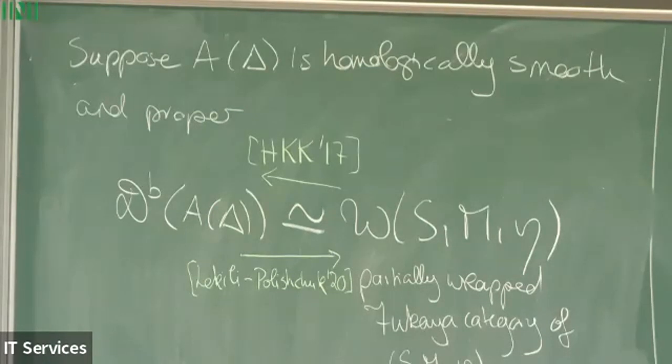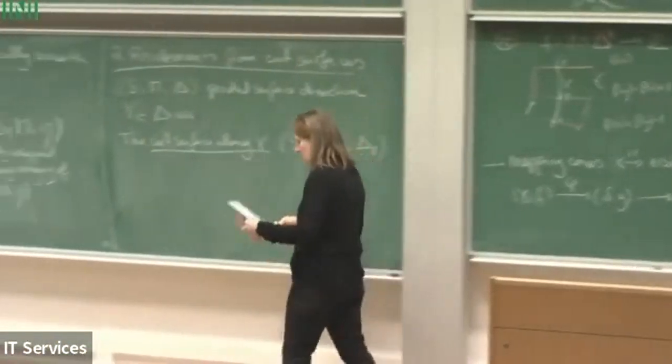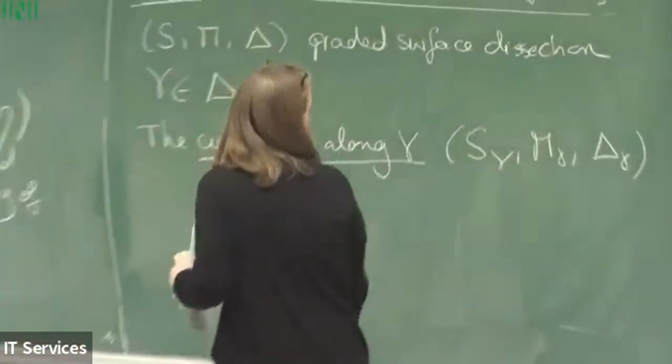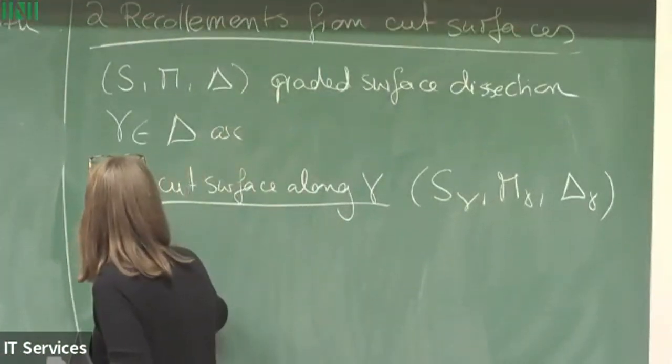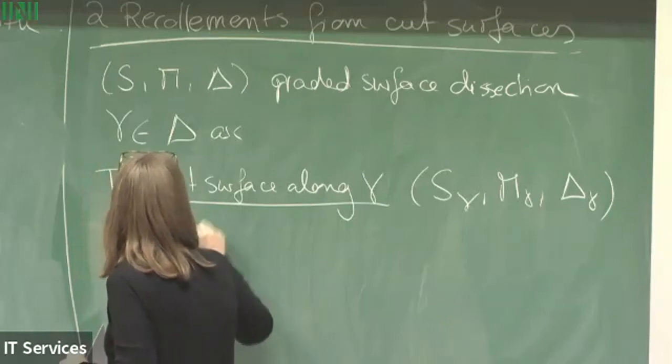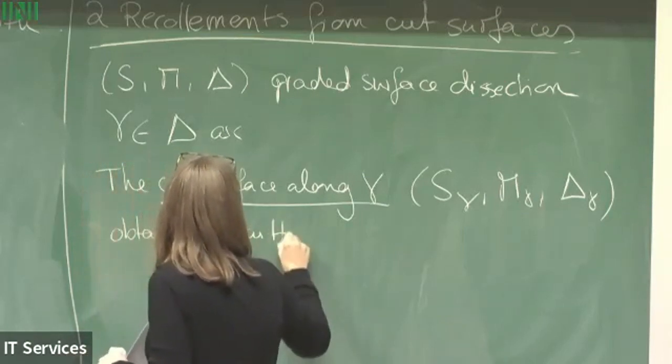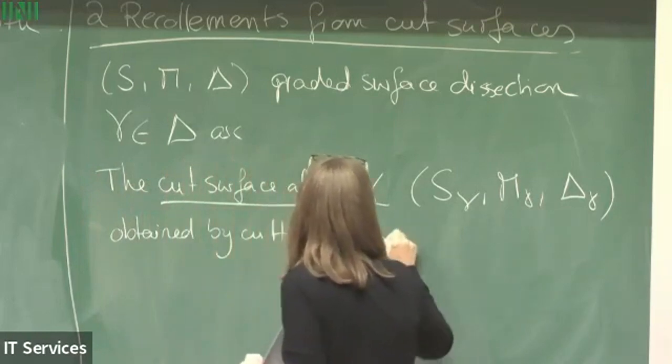And then we take gamma, an arc here, so an edge of that surface dissection. Okay, so then we define the cut surface along gamma to be the surface S gamma, M gamma, delta gamma, obtained by cutting along gamma and then contracting.